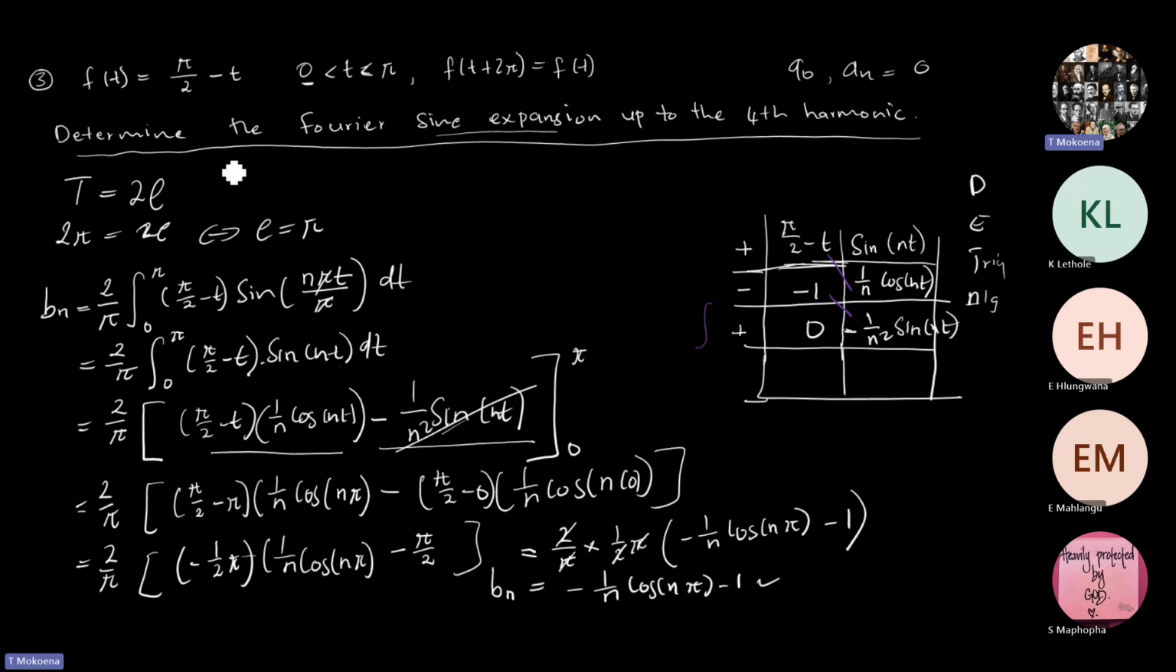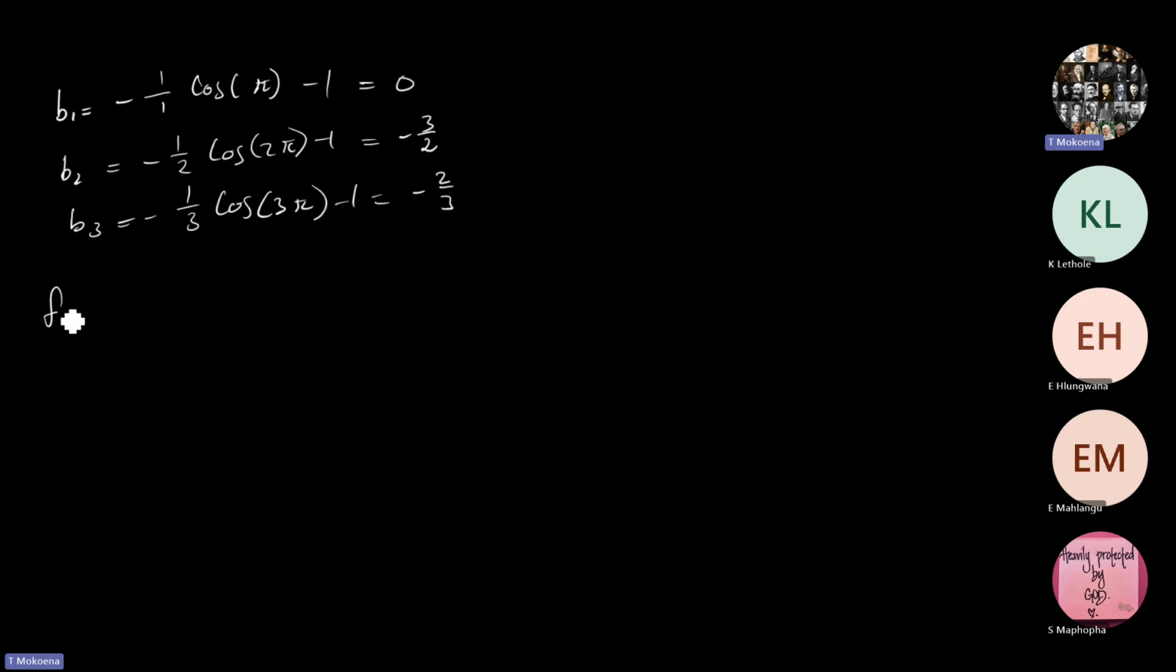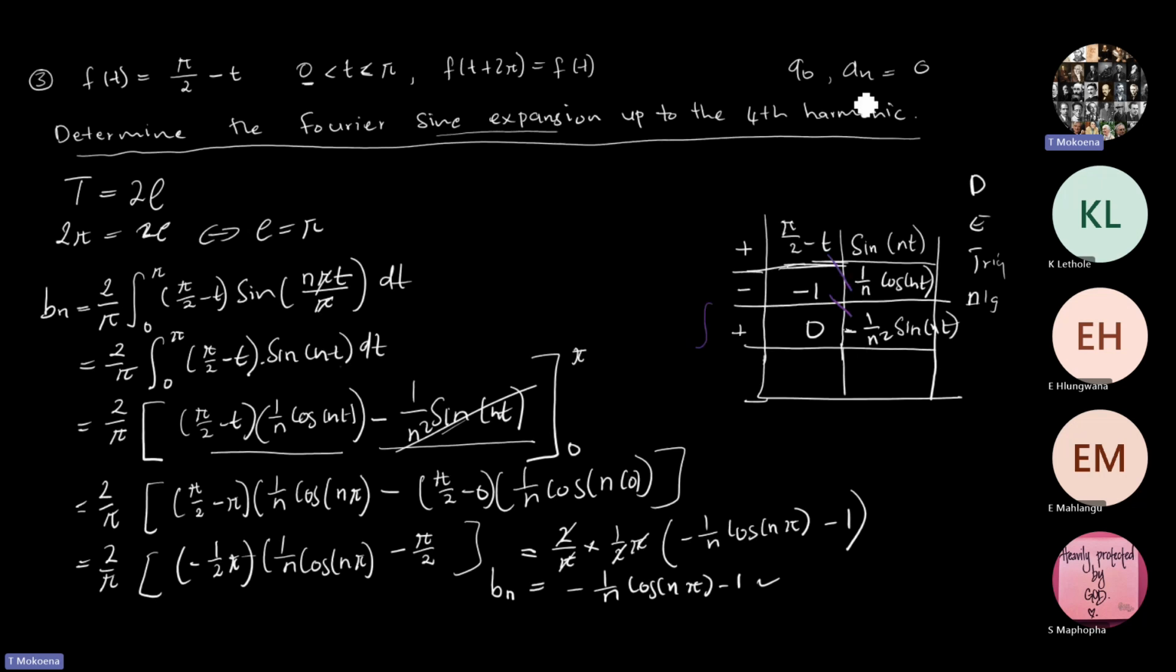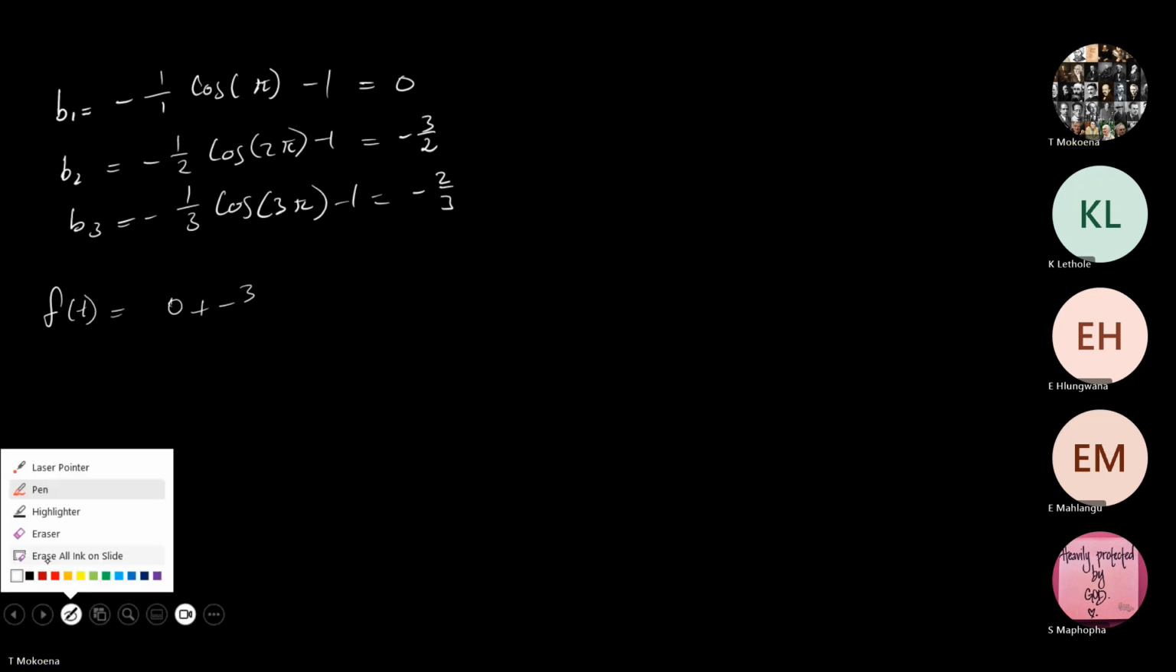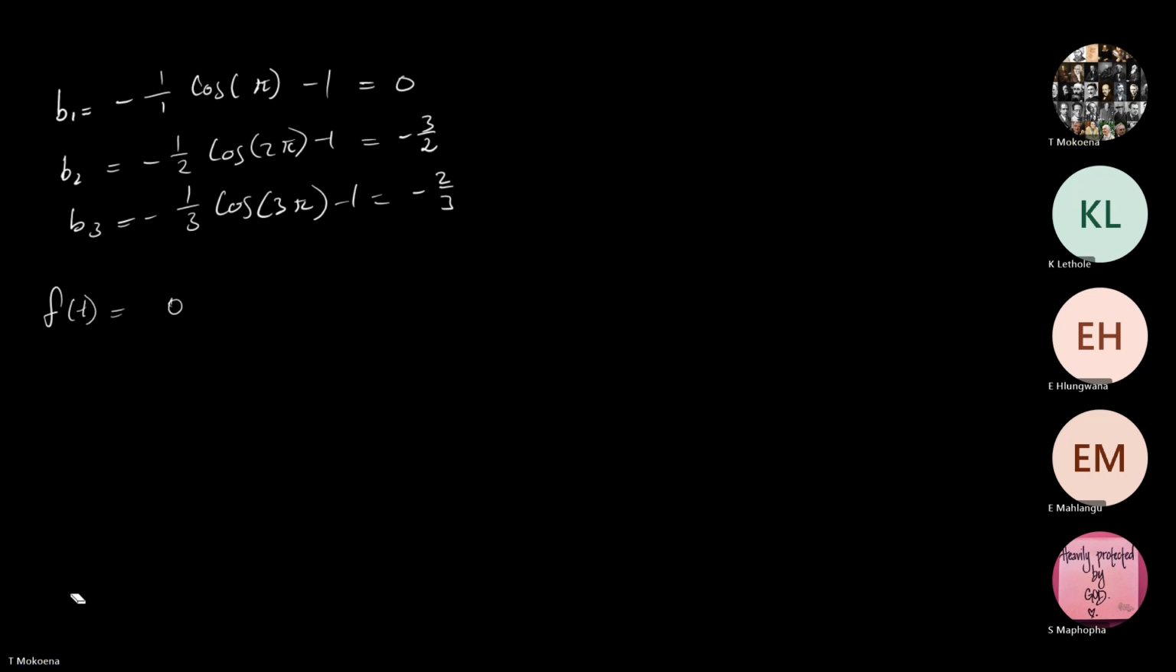So now to determine the expansion, once more, we're going to say f at t, our a sub naught is 0, our a sub n is also 0, so we have b. So simple, we can just write these numbers over here. We have 0 plus -3/2, which is -3/2, plus -2/3. So the approach matters more than the final answer.